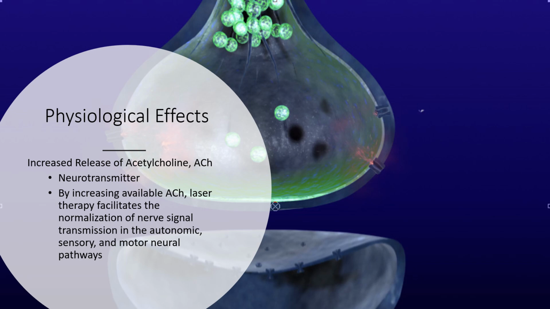Increased release of acetylcholine. This is a neurotransmitter released at autonomic synapses and neuromuscular junctions, and it contributes to the transmission of nerve impulses. As part of this process, researchers have also recorded increased levels of acetylcholine following laser irradiation of tissues. By increasing the available acetylcholine, laser therapy facilitates the normalization of nerve signal transmission in the autonomic, motor, and sensory neural pathways.